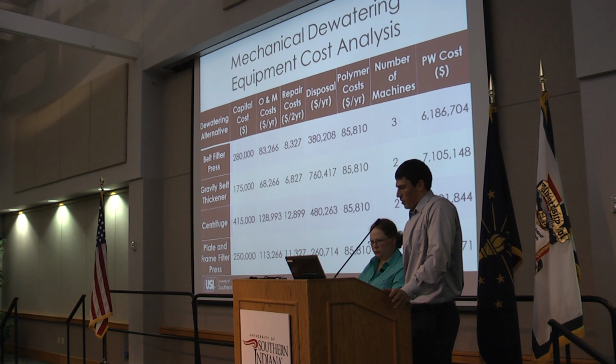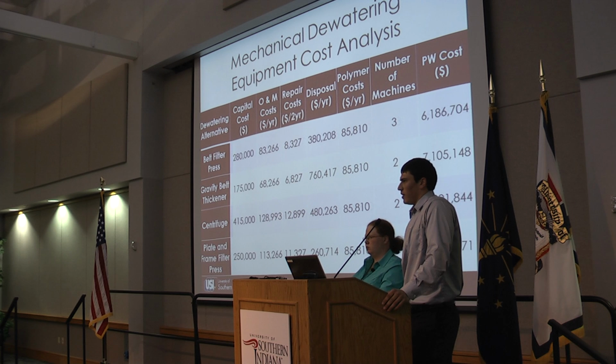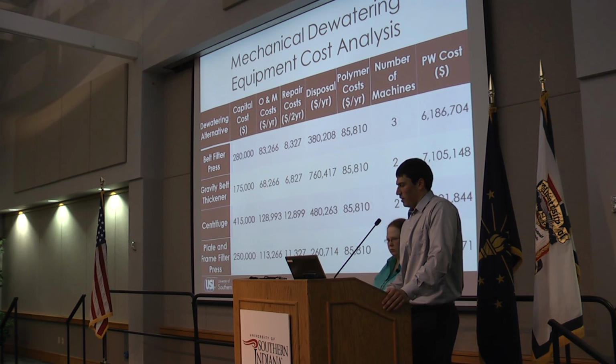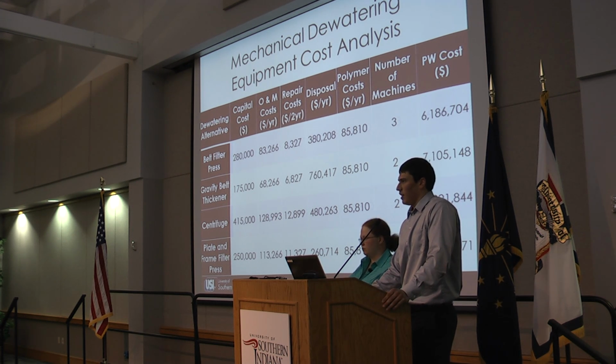Disposal costs and polymer costs were done on a yearly basis, and the disposal costs were based on the sludge cake yield that each machine can produce. We need multiple machines because if one machine is to go down for repairs or maintenance or some other reason, then we have another machine on backup so that the dewatering facility can still be operational.